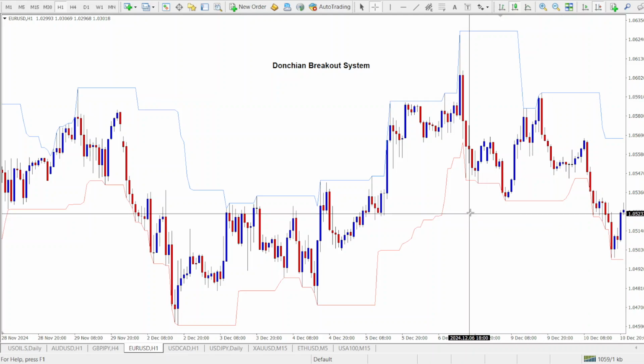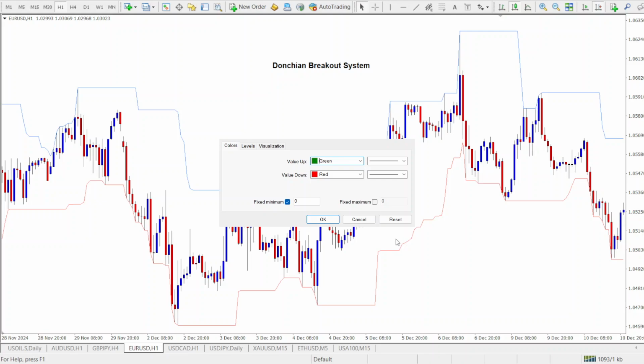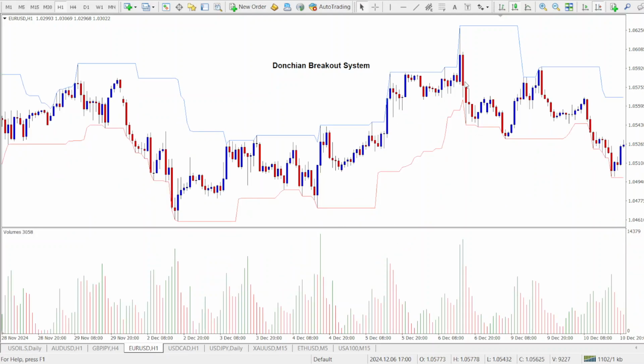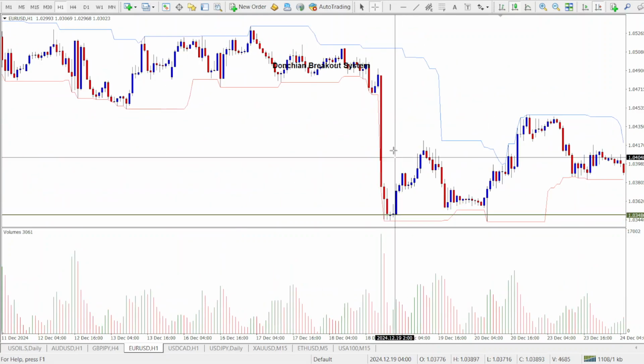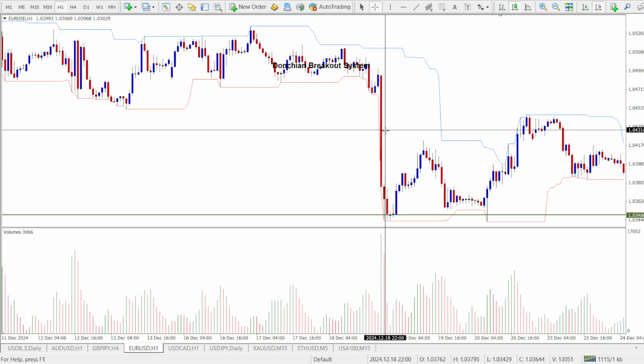Now, to improve your success rate, you might want to consider combining the Donchian Breakout System with other tools. For example, you can pay attention to volume analysis. Breakouts with high volume tend to be more reliable as they indicate strong market participation. So if you want to add volume analysis, you can just decide to add a volume indicator, for example, and then you watch out for spikes in volume during breakouts. For example, you can see we had a spike here.